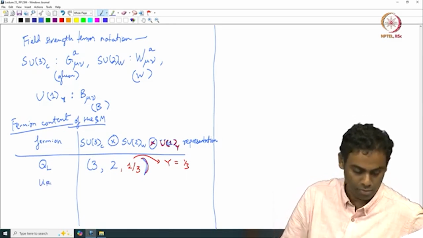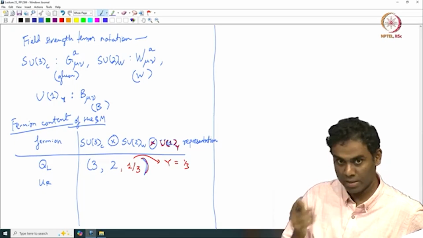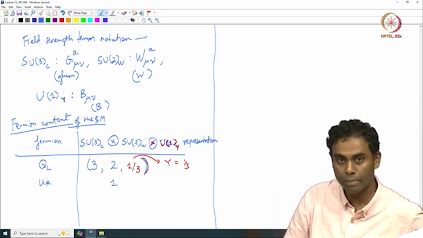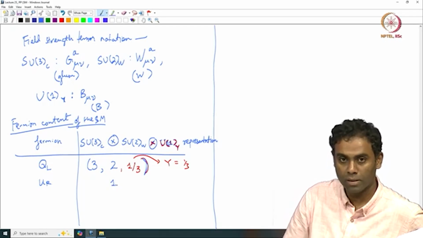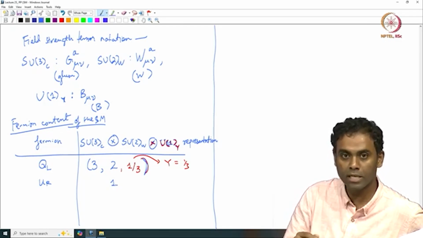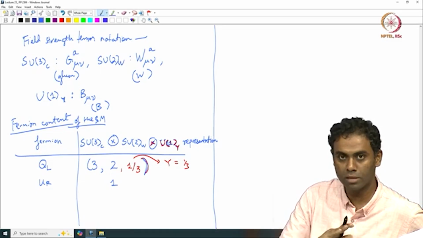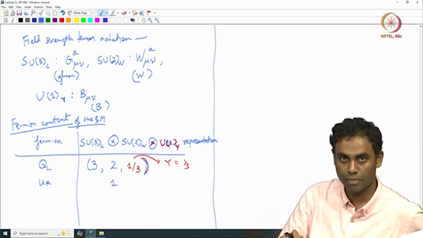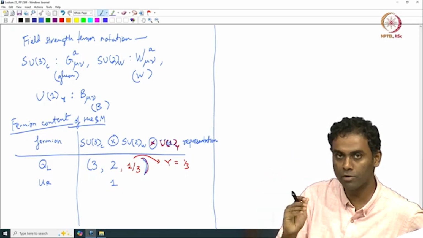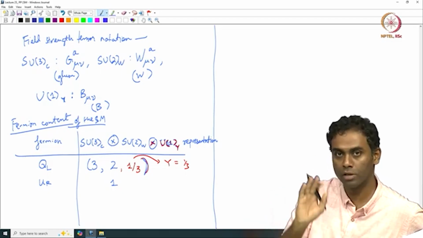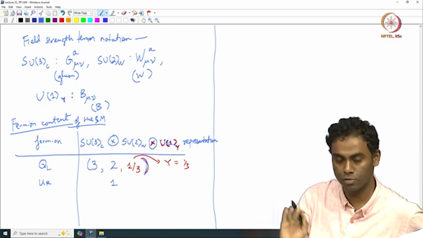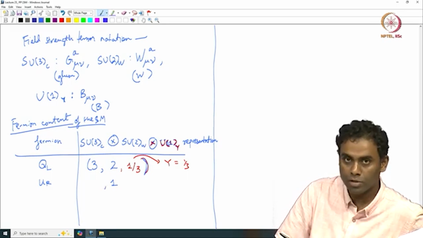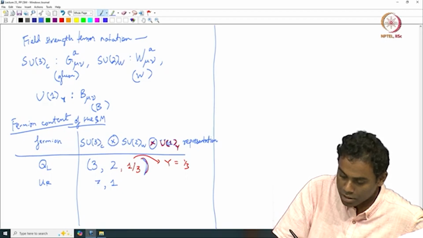Next, I have a u_R. Now since I wrote an R, you can already guess what I should write in the second column. That's just a 1. That just means this is a singlet under SU(2). Since it's right handed, it is not charged under the weak SU(2). Sometimes I'll just use the word weak force to denote the SU(2) here, not the electroweak force. This is just the weak force. What is it under SU(3)? Of course, this is also a triplet.